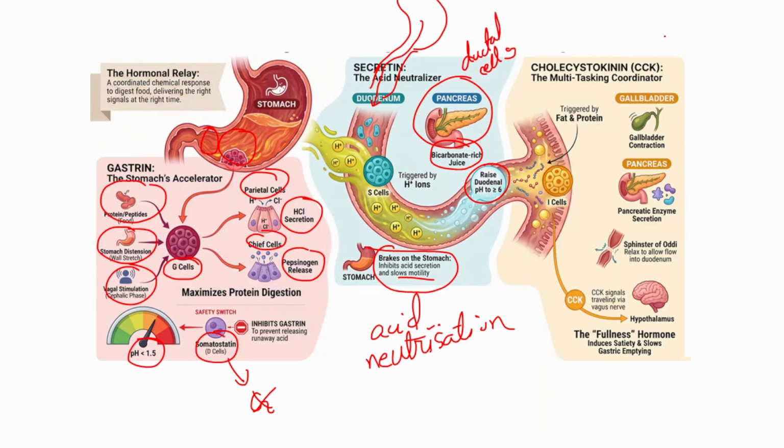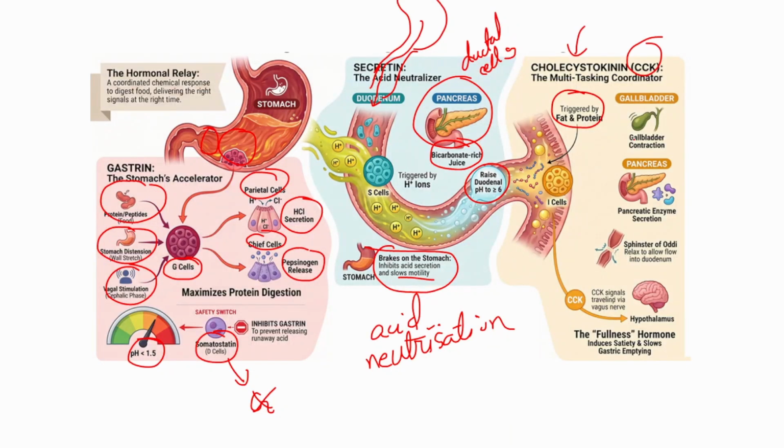Then comes CCK, or cholecystokinin, and this is produced by I cells distributed throughout the duodenal and jejunal mucosa. And the triggers for this hormone are fat and protein arriving in the duodenum. CCK has the most diverse range of actions of the three hormones.